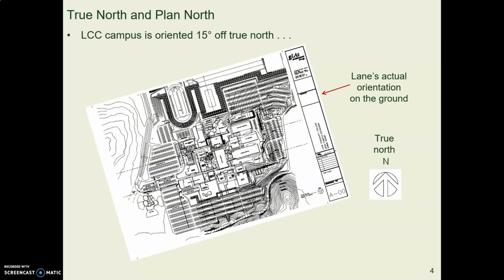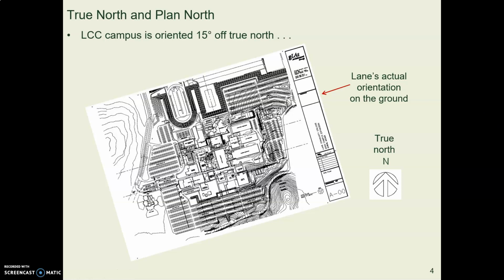For example, here's a campus plan of the LCC main campus. And if you were to look at Google Maps, you would see that the campus is actually not pointed to the north. It's tipped about 15 degrees, like about this. Here's a north arrow, so there's where north is. Here's how the campus is oriented in real life.